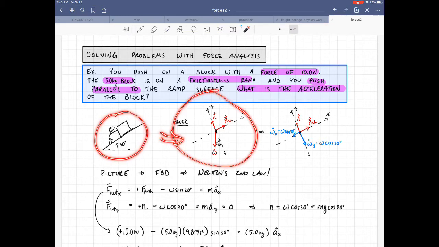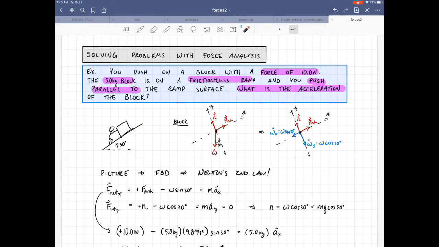Immediately, I sketch out a free body diagram. So I've got my coordinate system aligned with the ramp, so parallel and perpendicular to the ramp. I am pushing up the ramp. The weight, of course, is straight down towards the center of the earth. And then there's a normal force perpendicular to the ramp. So these are the three forces applied to the block. There's no friction in this case because we were told that the friction between the block and the ramp is 0.